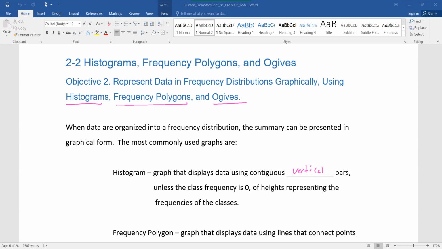They have to be vertical, right? We cannot have them horizontal. I think that gives them a different type of name. But these are basically what you would call your bar graphs when you saw them. I'm sure it has a different name, but for it to be considered a histogram, it has to be vertical. Unless the class frequency is 0, the height represents the frequency of the classes. Basically, if it's a frequency of 0, there'll be an absence of a bar because it's an absence of something. But everything else around it would be vertical.